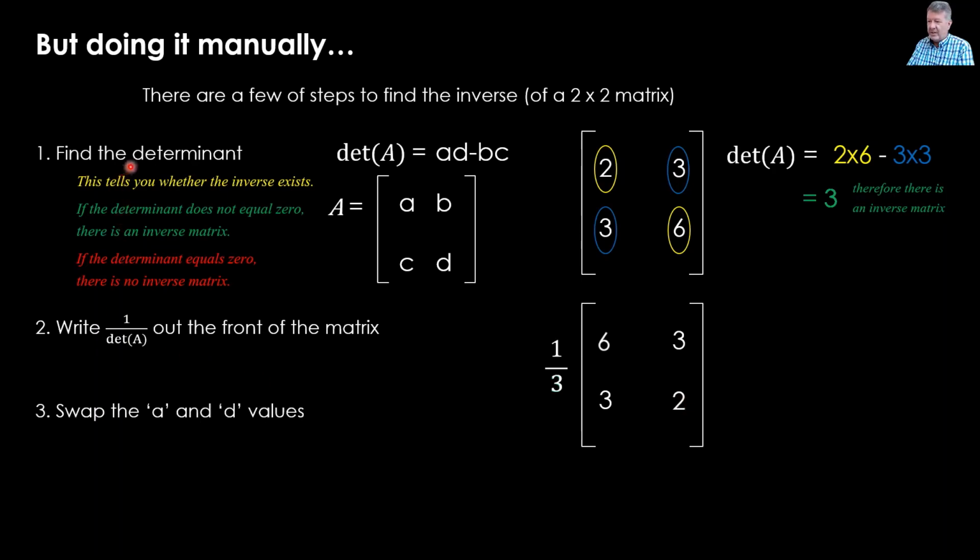So first step, determinant, write the 1 over determinant at the front of the matrix. Then we need to swap the A and the D. So we've swapped the A and the D. Next step is we need to make the B and C values the negative of their value. So these are both positive 3s. So they're going to become -3 and -3. If they were negative to begin with, what would they become? Positive, correct.